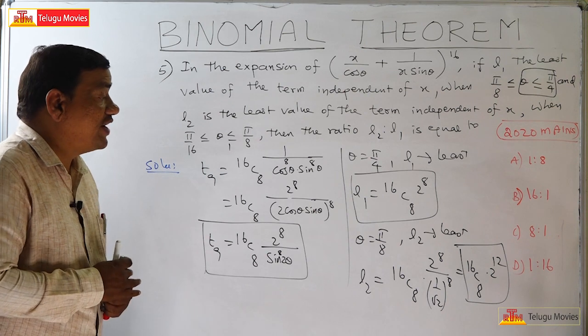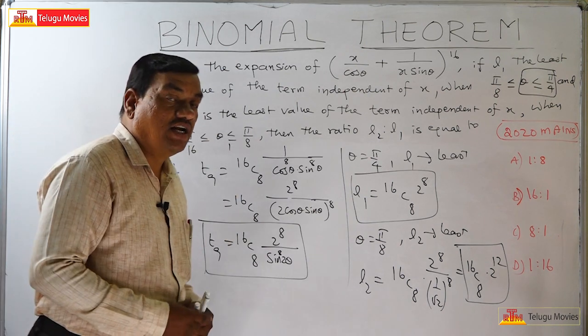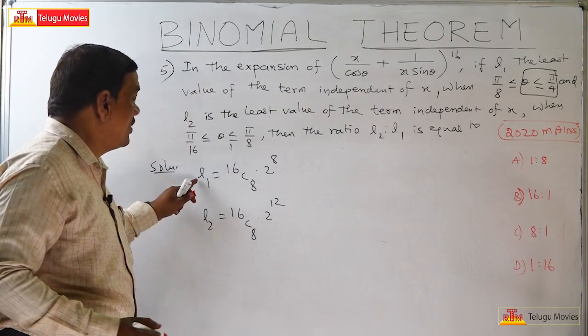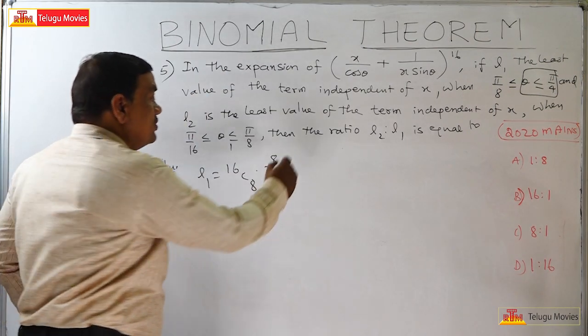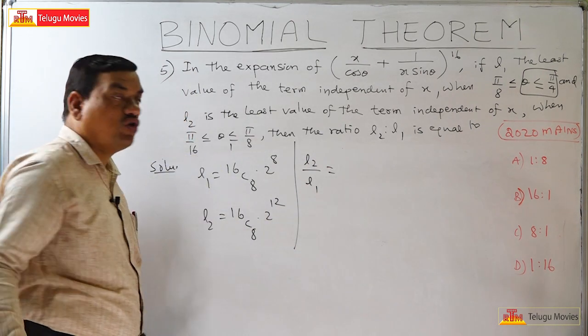Now we are going to find out the ratio between L2 and L1. Okay, let us continue the calculation. We got the L1 value and the L2 value. Now we are asked to find the ratio, that is L2 by L1, the ratio of L2 and L1.